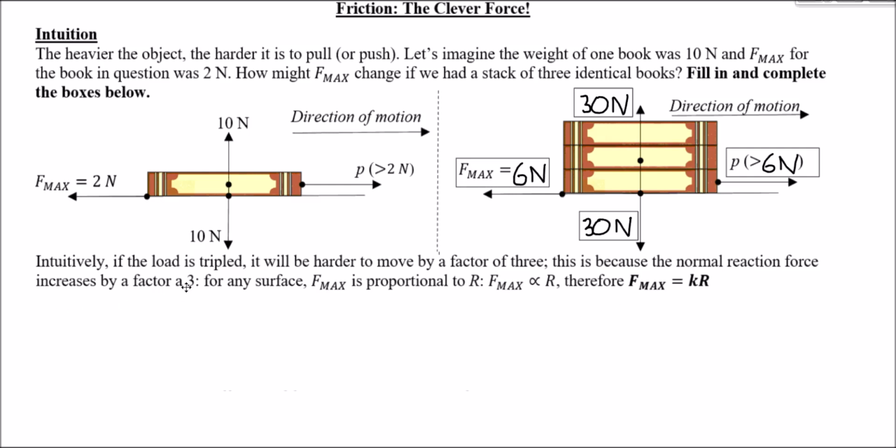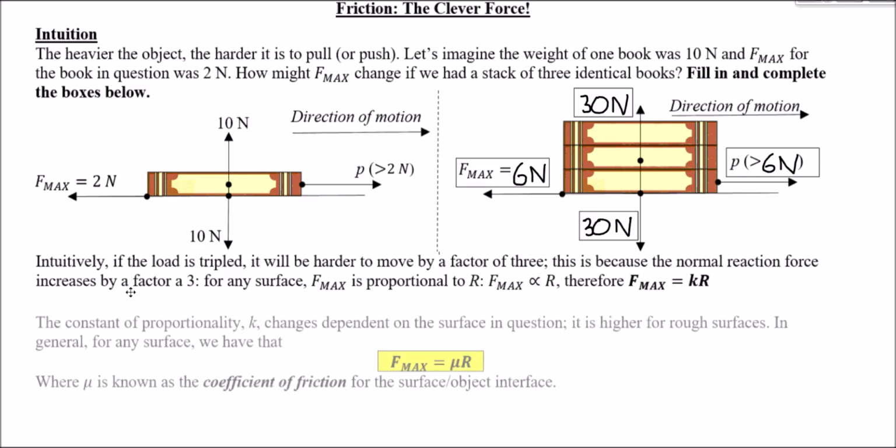So what is actually the case is that for any surface, the maximum friction is proportional to the normal reaction R. Going back to GCSE and direct proportion, we can now say that the maximum friction is proportional to R, therefore the maximum friction equals some constant multiplied by R. And this constant of proportionality K actually has a special name. The constant of proportionality K changes dependent on the surfaces in question, so it's higher for rough surfaces, for example. In general, for any surface, this constant of proportionality K is actually called mu.